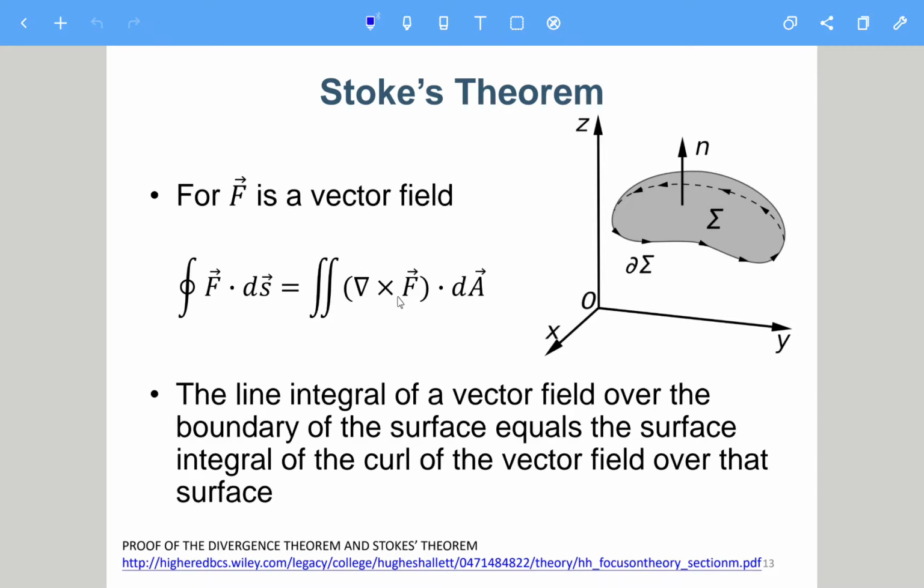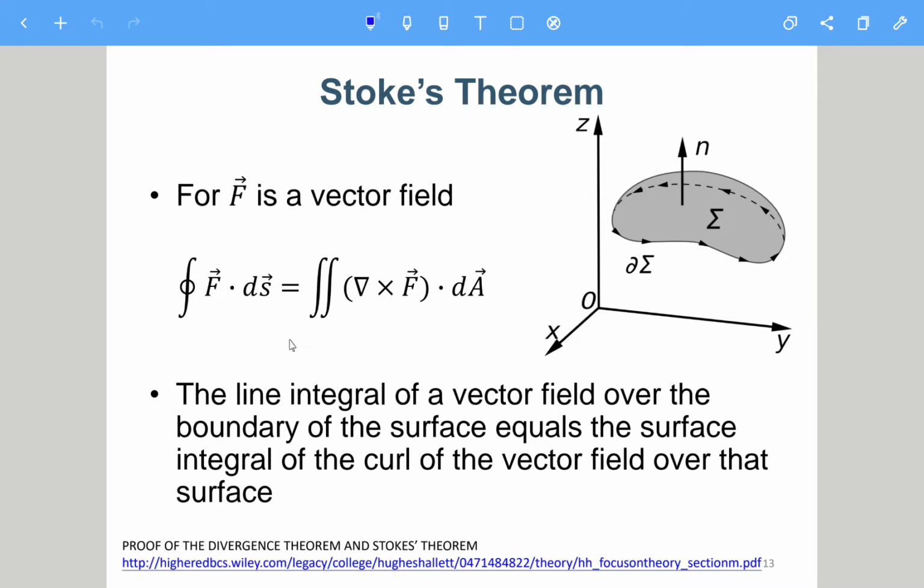So the curl of the vector field is also like the first derivative. But of course we have the cross product here. So after the curl of the vector field, this is still another vector field, and then we need to have the dot product with this area vector.